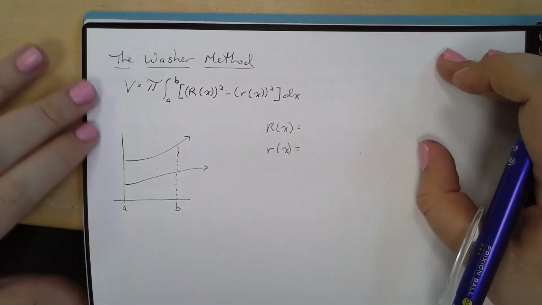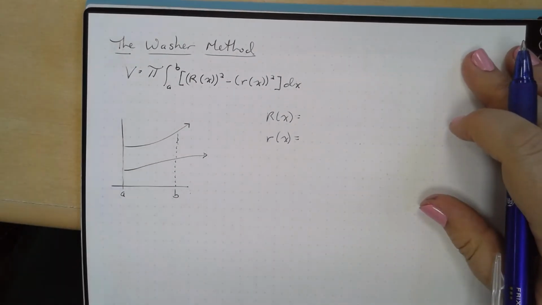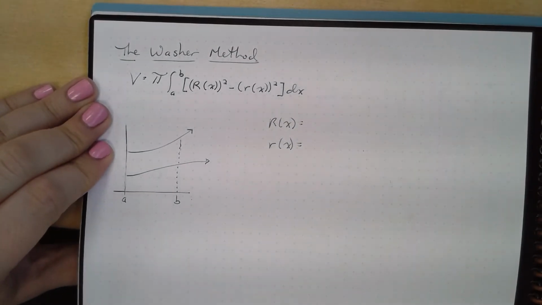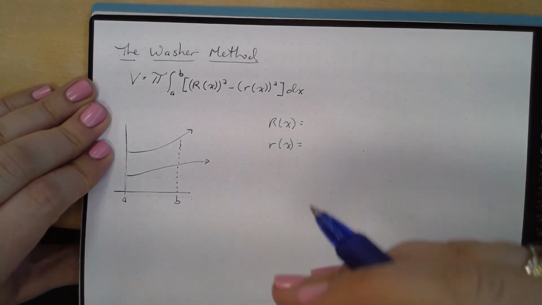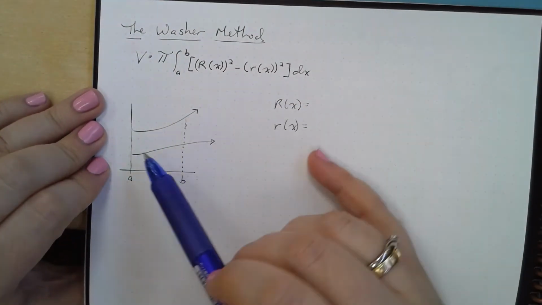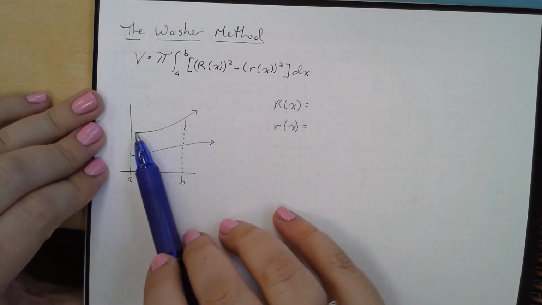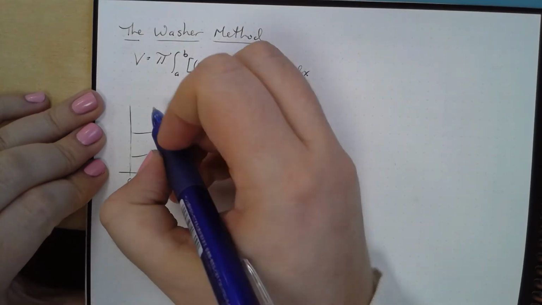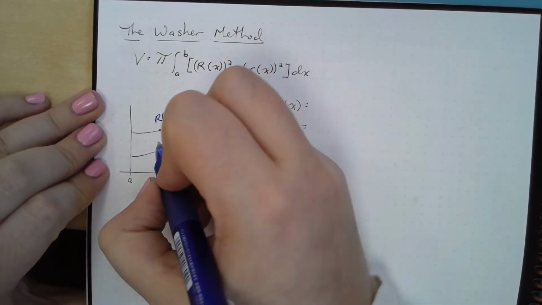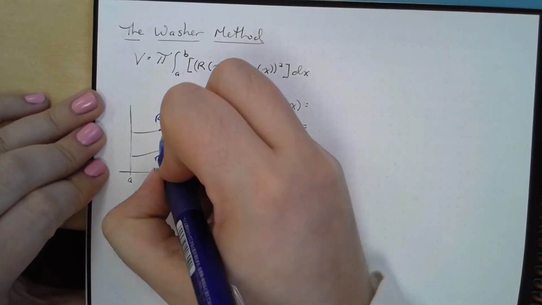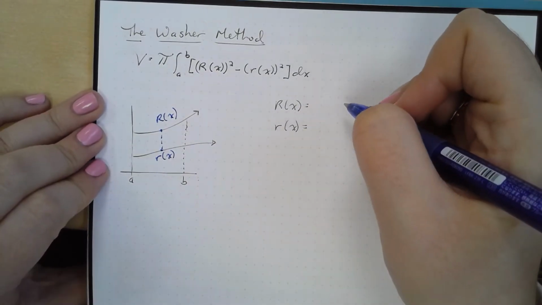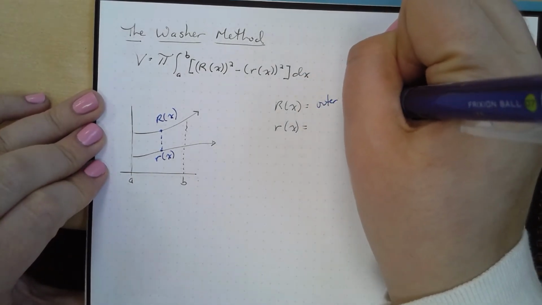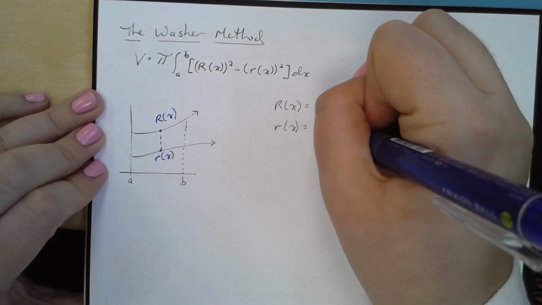The washer method is going to involve two equations, and you're actually going to have to find the area between them. This is why we already found the area between two curves. Here we've got a shape: this is a function, this is a function, and this we can call our big R of x and this our small r of x. The big R of x is our outer radius, and the small r of x is our inner radius.